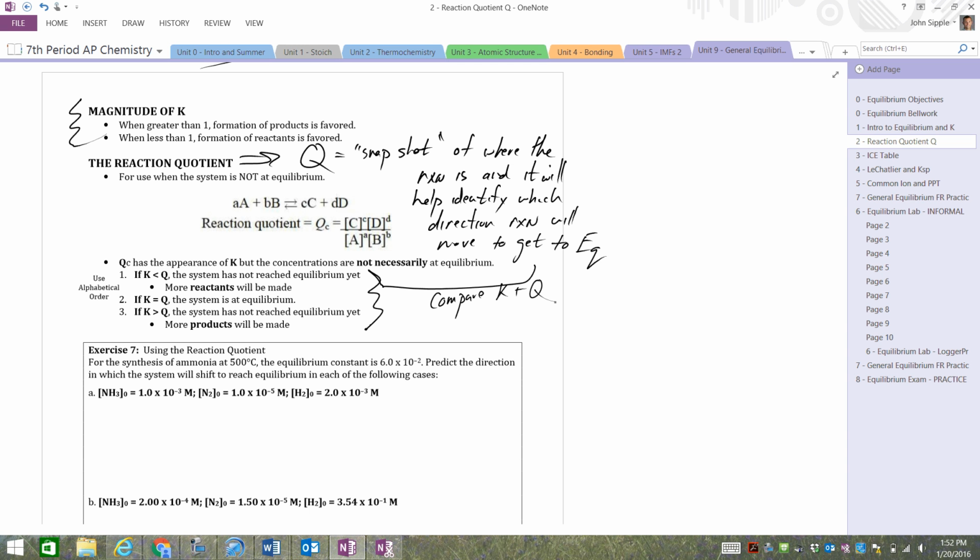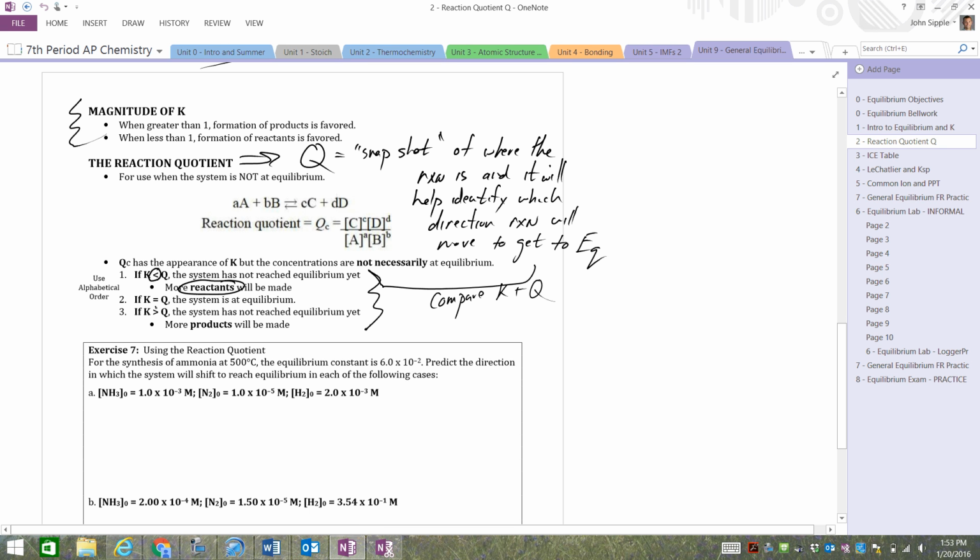So if you compare them in alphabetical order, K to Q, this is the best part about this: if K is less than Q, that means more reactants are going to be made. The arrow points to the direction of the side of the reaction that it's going to move to. Remember, K and Q are just a ratio between products and reactants. So you're going to be forming either more reactants or more products, depending on how these guys compare to one another.